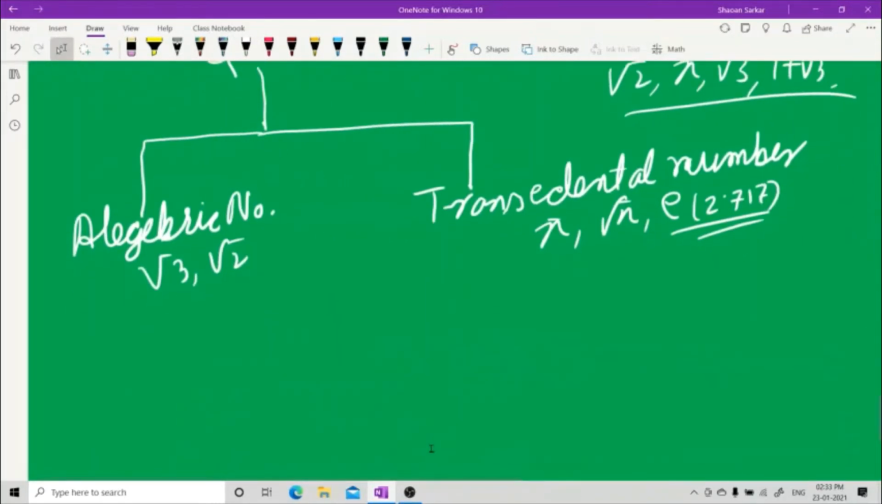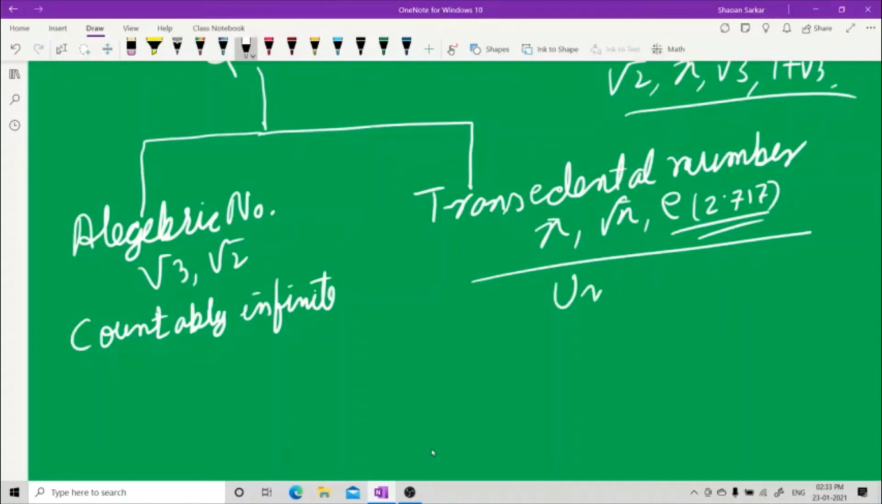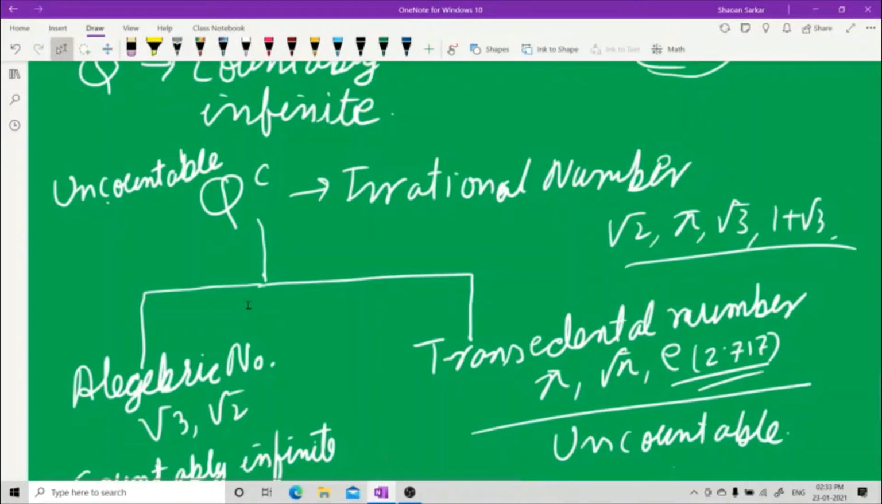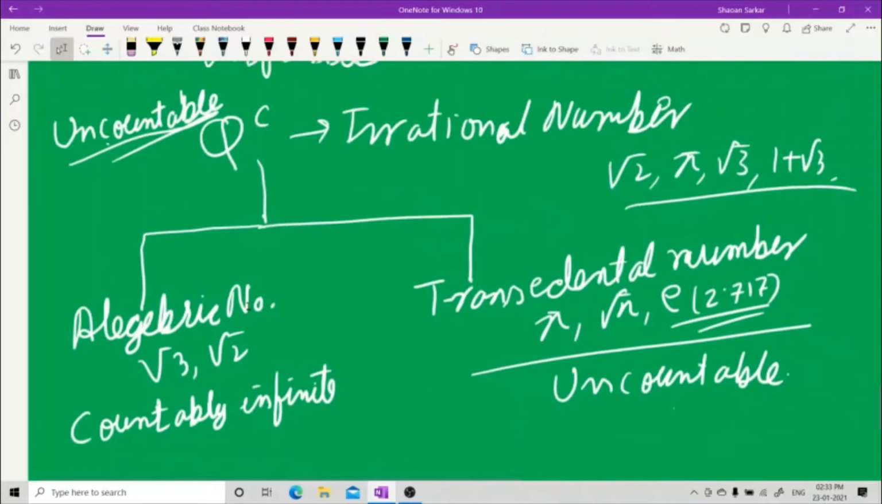Now, this is countably infinite, but this is totally uncountable. So uncountable plus countably infinite gives you uncountable, so the irrational numbers are uncountable.